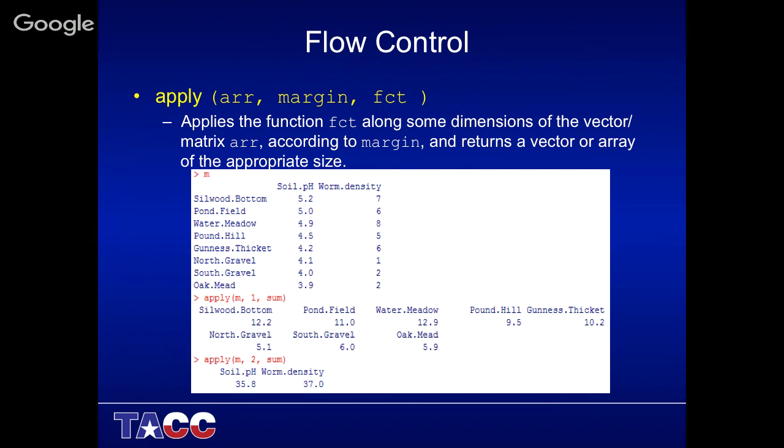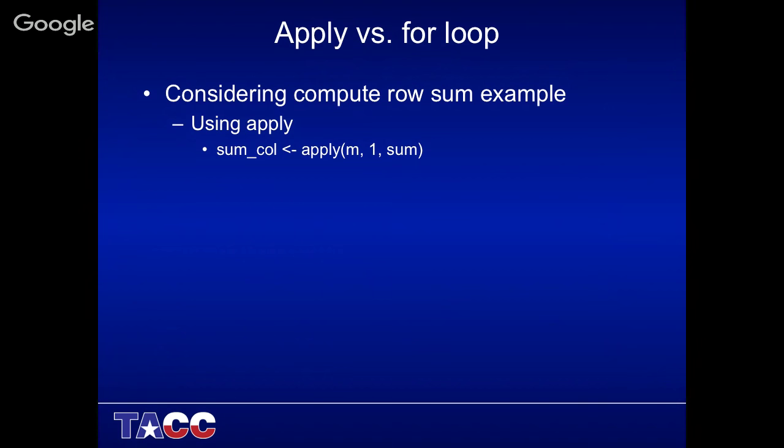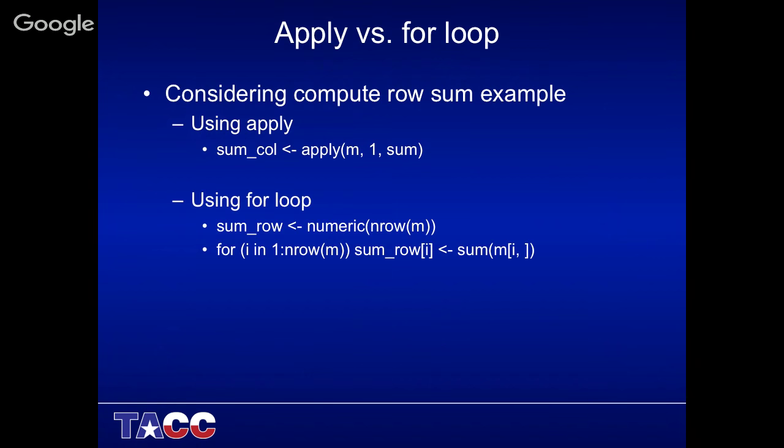And you could also sum along the columns. So you're basically summing up all the soil pH values and the density values, and so you would sum along the second dimension. So that's what's happening there. You could apply any function along a chosen dimension to the entire data frame. And so let's see the compute row sum.